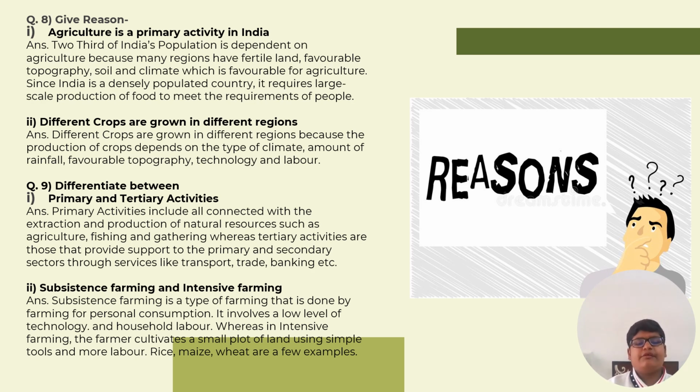Subsistence farming and intensive farming. Subsistence farming is a type of farming that is done by a farmer for personal consumption. It involves a low level of technology and household labor. Whereas in intensive farming, the farmer cultivates a small plot of land using simple tools and more labor. Rice, maize, wheat are a few examples.